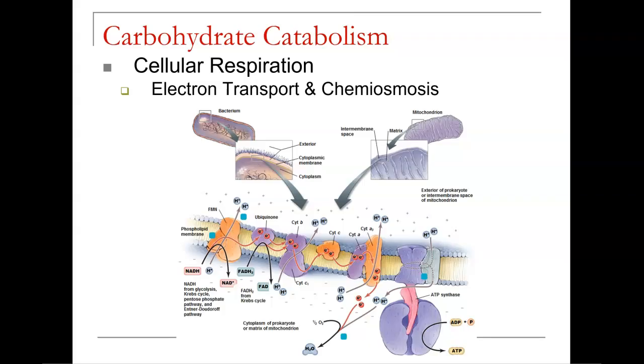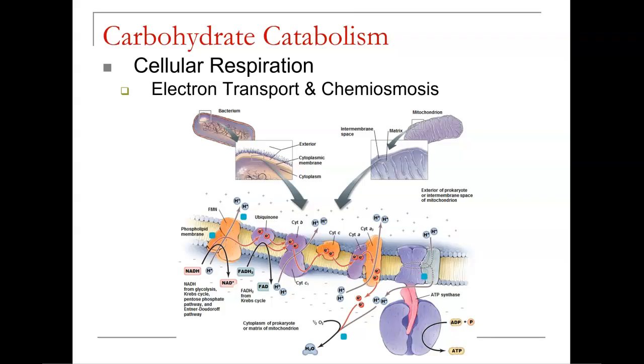You'll also have chemiosmosis. This is going to be a mechanism in which the flow of ions down the electrochemical gradient across this membrane are going to be used to synthesize or to make ATP. So energy is going to be released during the redox reactions of electron transport, and it's going to be used to pump protons across the membrane, creating a proton gradient.